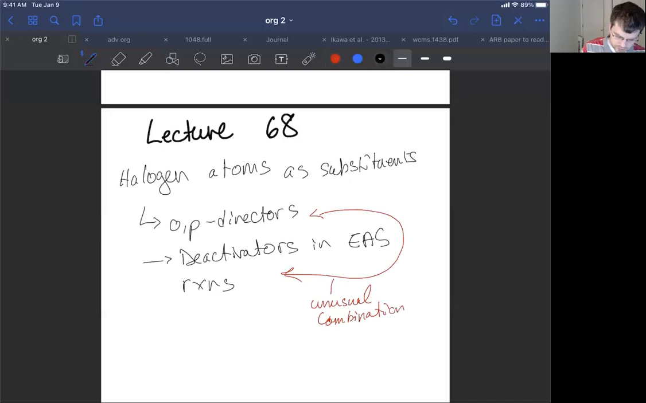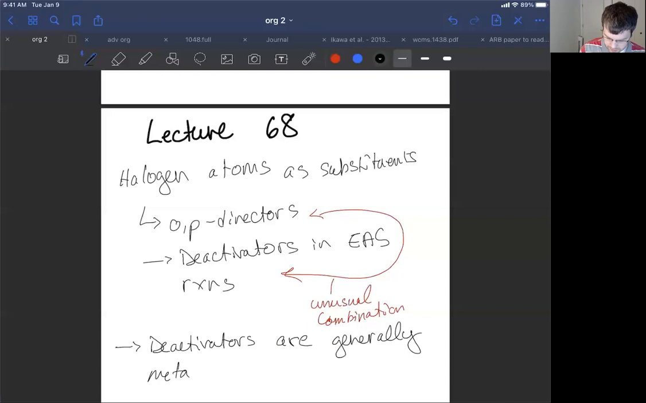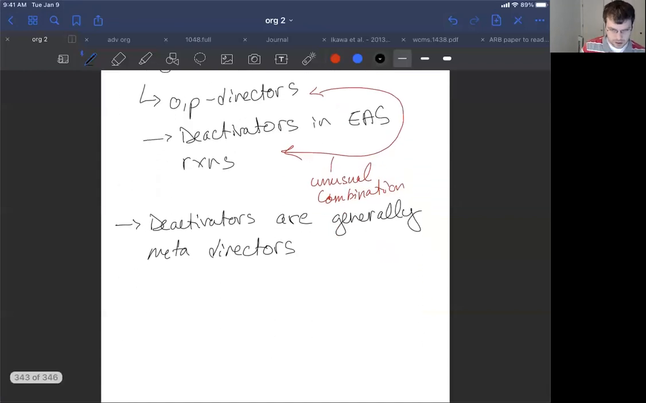Now, for the most part, what we'll see is that deactivators are generally meta-directors. Deactivators are generally meta-directors, okay? But they aren't the case now. So we'll focus on halogen going forward. So it turns out that if we ask the question why this is the case, we'll start with why are halogens deactivators?